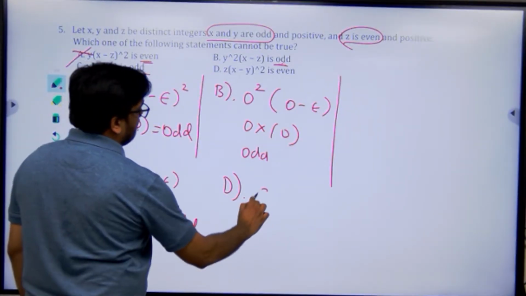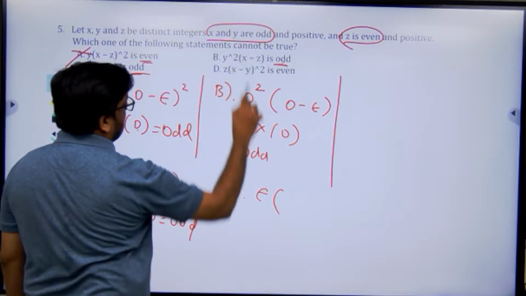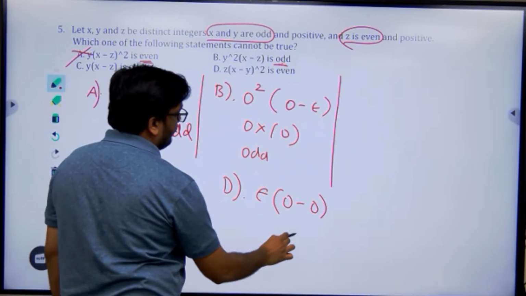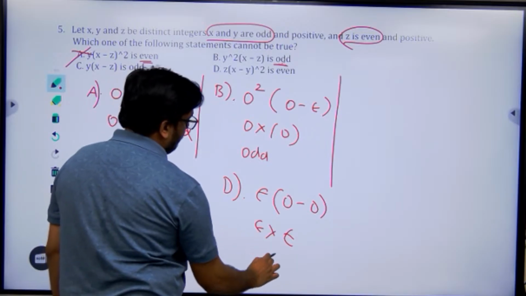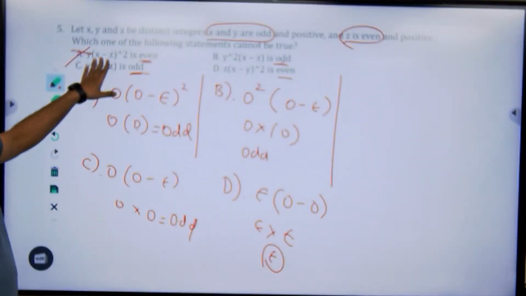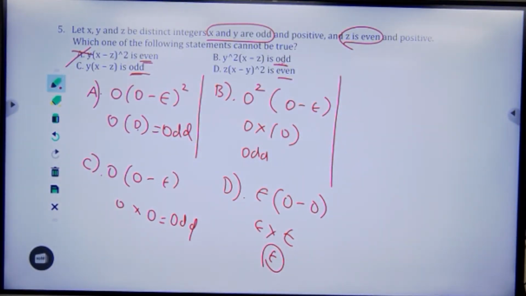Option D: z is even, x is odd, then y is odd. Odd minus odd, you know, is even. Even into even is even. They have given even, that is also correct. Therefore, option A is incorrect.